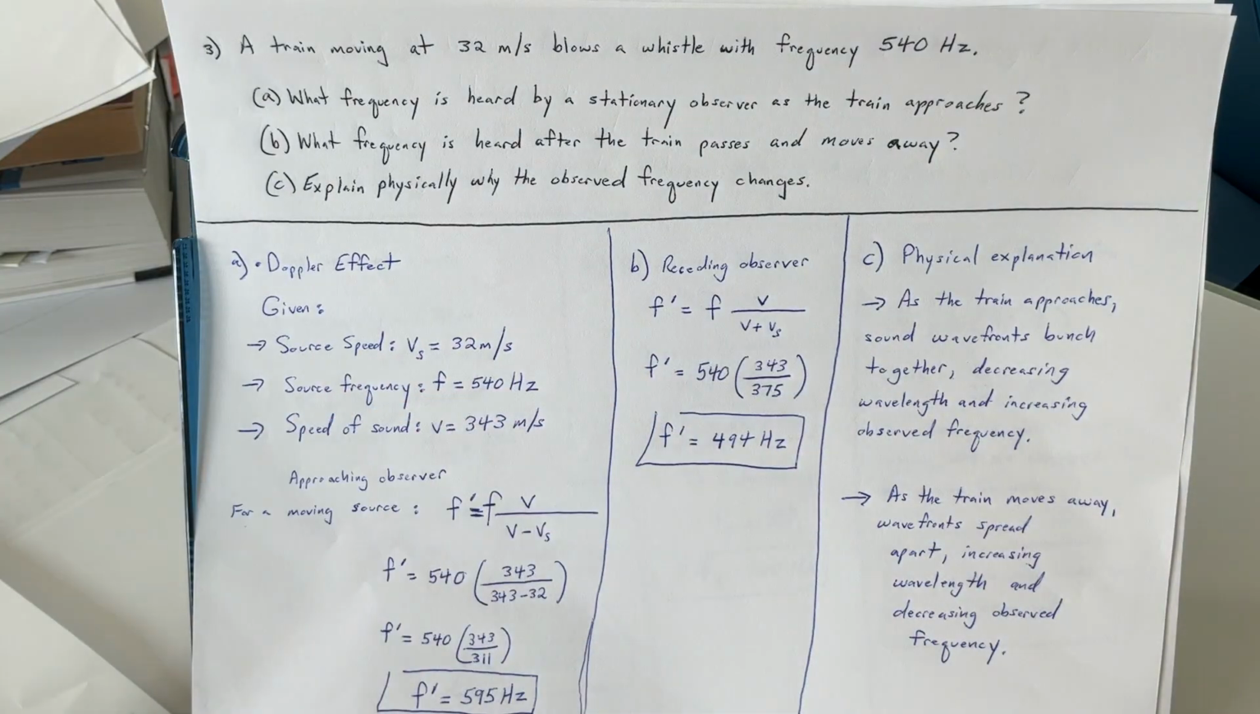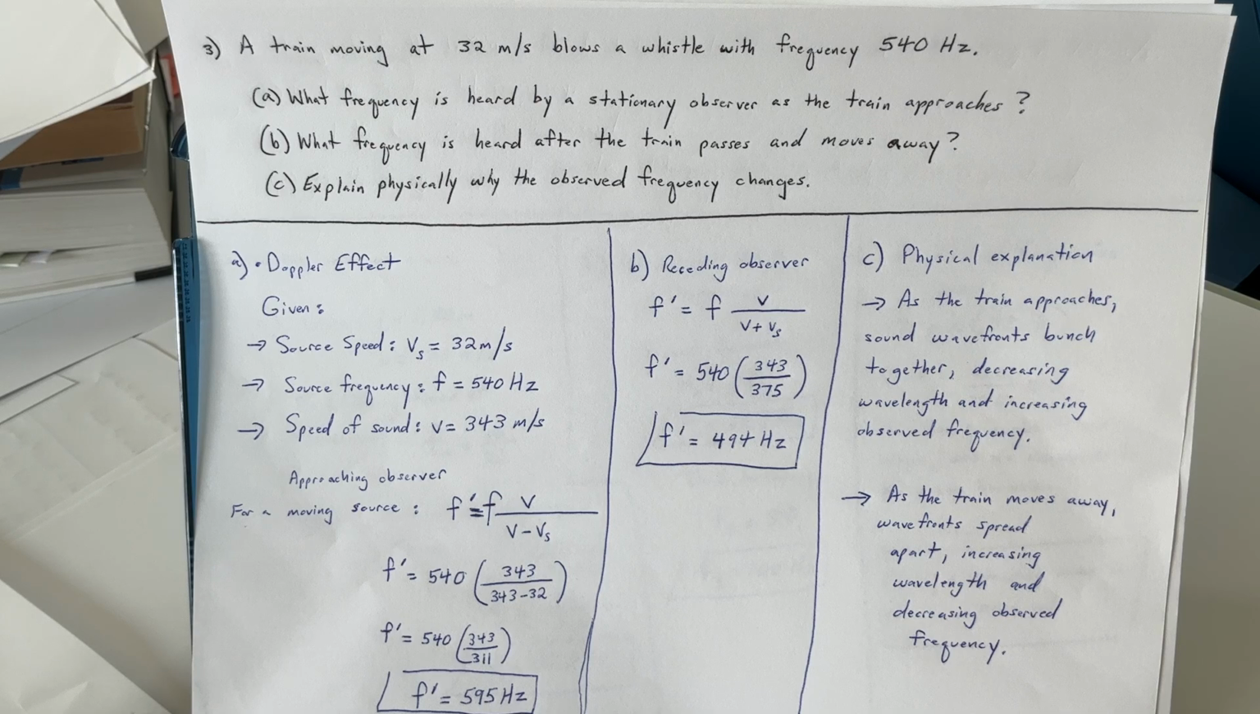A train moving at 32 meters per second blows a whistle with frequency 540 hertz. What frequency is heard by a stationary observer as the train approaches? For letter A, that's the Doppler effect. Let's see what we're given. The source speed is 32 meters per second, that's v_s. The source frequency is f equals 540 hertz. The speed of sound, v, equals 343 meters per second.